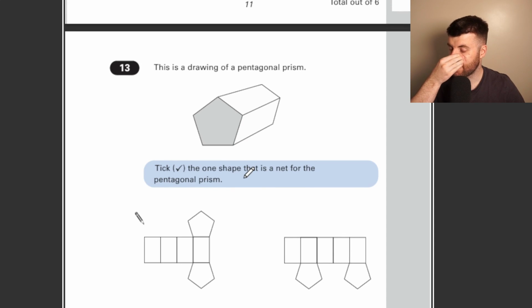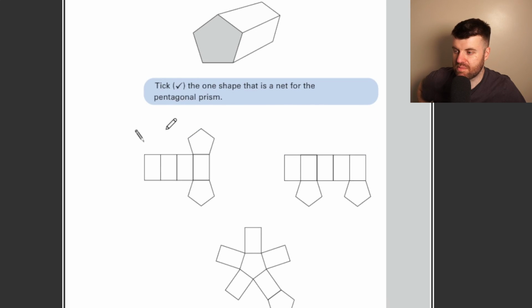This is a drawing of a pentagonal prism. Tick the one shape that is a net for the pentagonal prism. It's very common to go tick. It's this one. 2 pentagons either side, nice rectangles in the middle, but it's not.